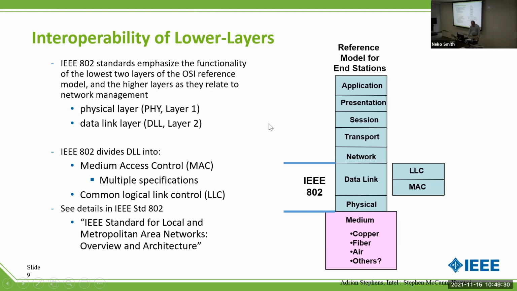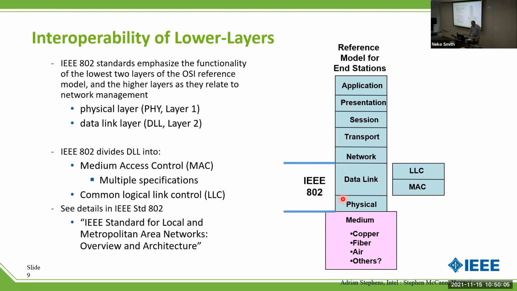The focus for 802 is interoperability. And the objective is to have interoperability at the data link and the physical layers. This is where we operate. And what we do is we connect to a variety of media. There's copper, there's fiber, there's air. We're now doing some optical communications through air. There's been some other, one was body area network, where the media was the actual human body.